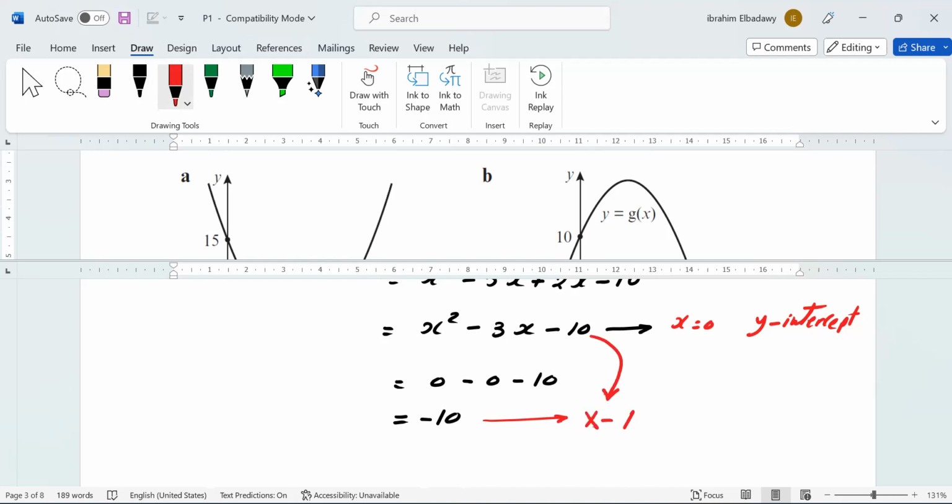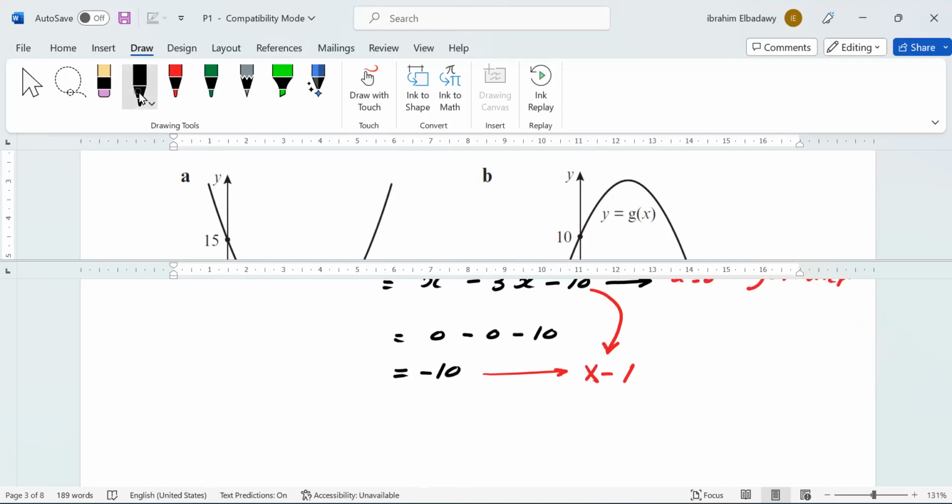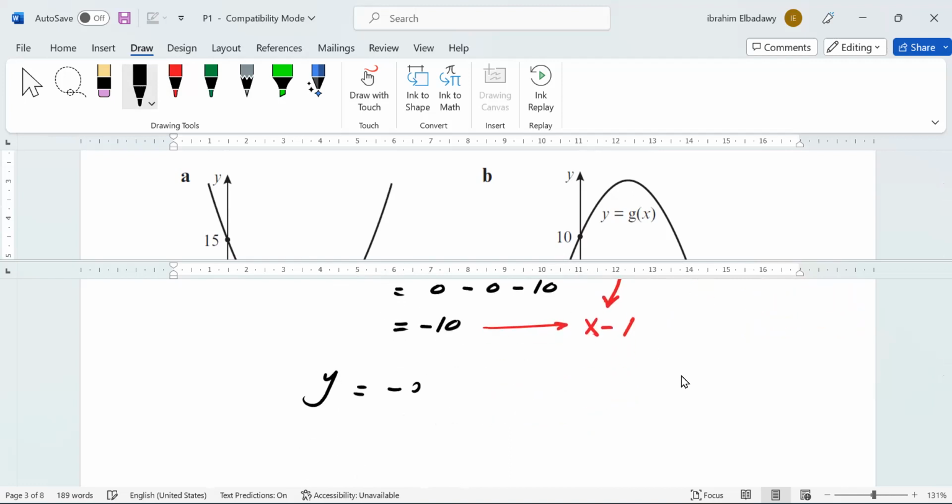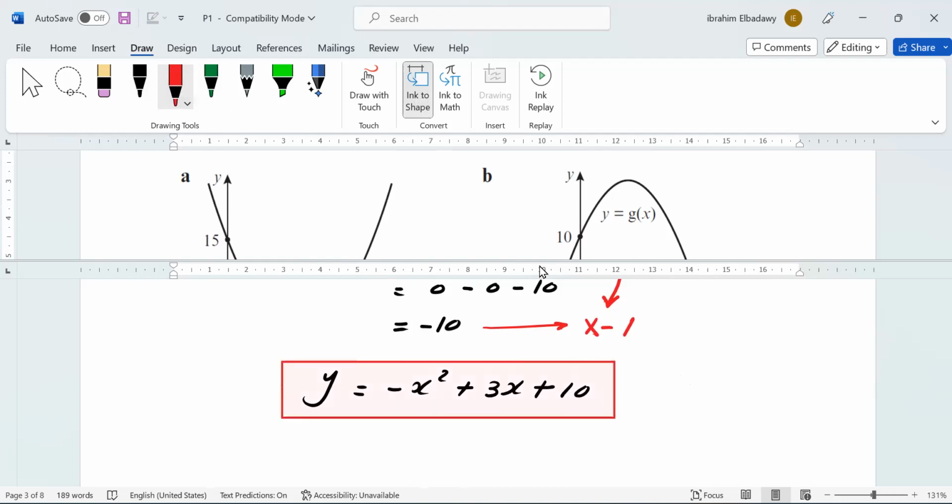But actually, to get the final answer for the function formula at the end, you have to multiply x squared minus 3x minus 10 by negative 1. So the function y equal to, when you multiply by negative 1, will be negative x squared plus 3x plus 10. Then you have to use the y-intercept at the end to get the right answer.